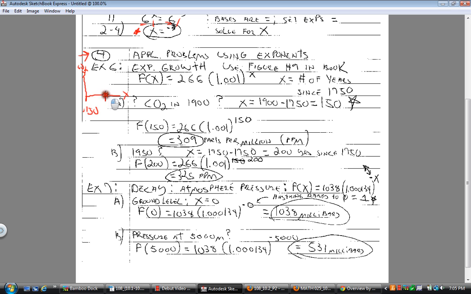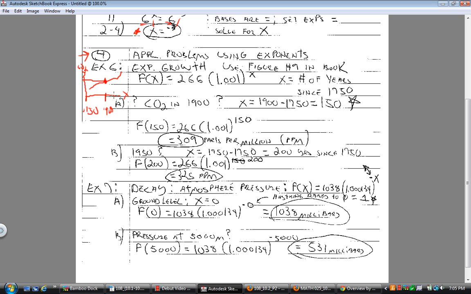They go, part A asks, what are you going to do in the year 1900? What was the CO2 emissions level? Now you could turn around and look at that graph in your book and see there's a blue graph running kind of like this. I'm just sketching this in. You go up to 1900, hit the blue, and come across, and you're going to see it looks like it's around 300 just by eyeballing it.